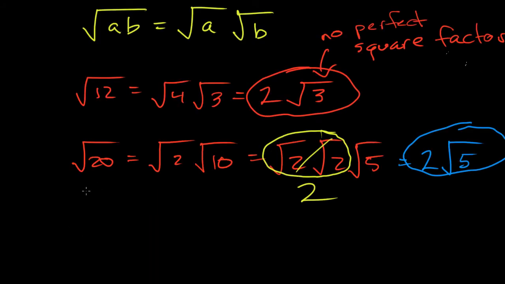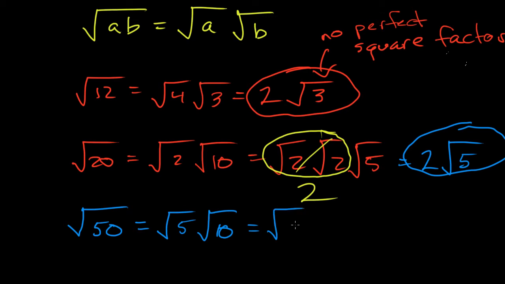Let's do another example. What if we tried to take the square root of 50? Well, I know I can break 50 up into 5 times 10, and 10 is 2 times 5. And again, I have a pair of the square roots of 5. So if I multiply these all together, the square root of 5 times the square root of 5 is just 5 times the square root of 2.